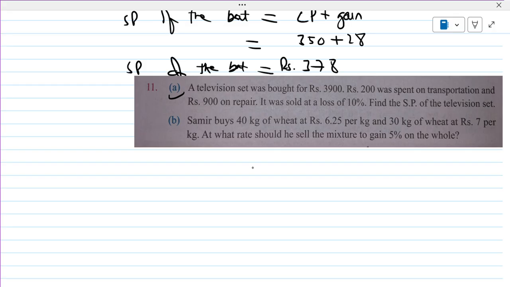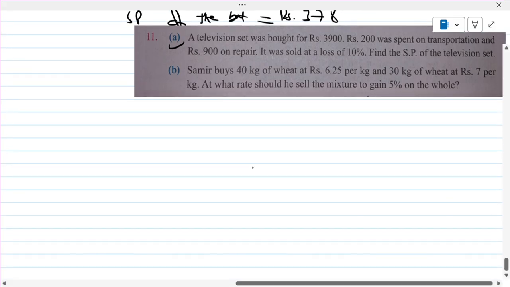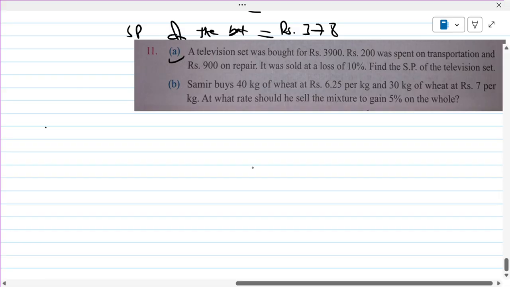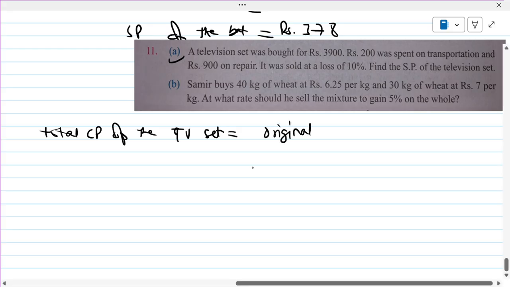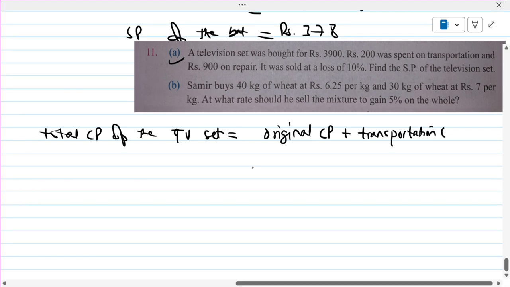So we can say the total cost price of the TV set is the original purchase price, the original cost price, plus his spend on transportation, transportation cost, plus his spend on repair, repair cost. So these three costs are added to find the total cost price of the TV set.